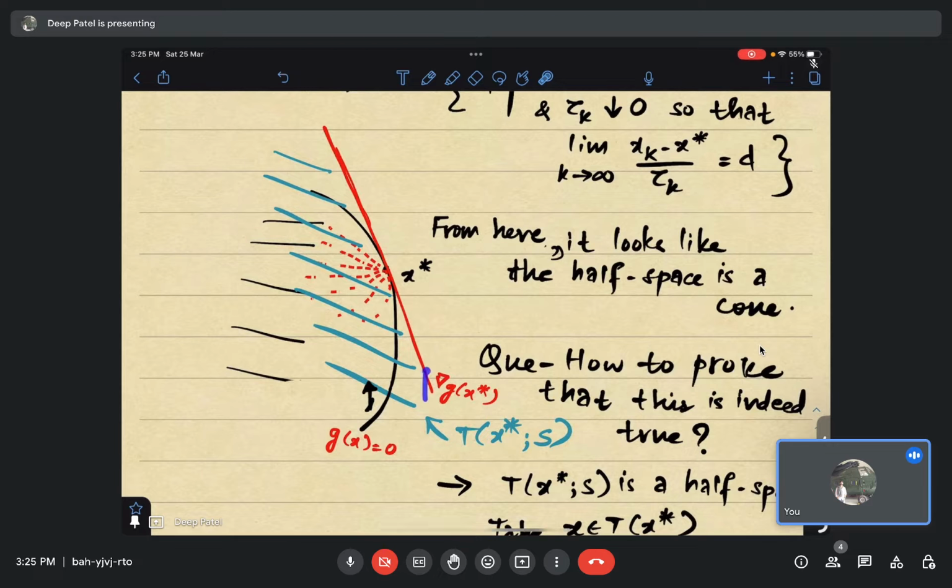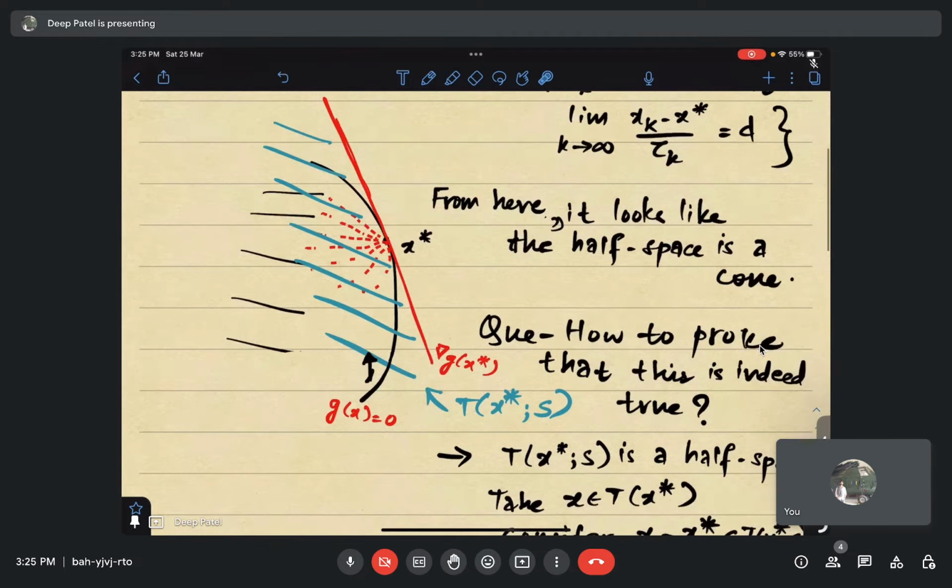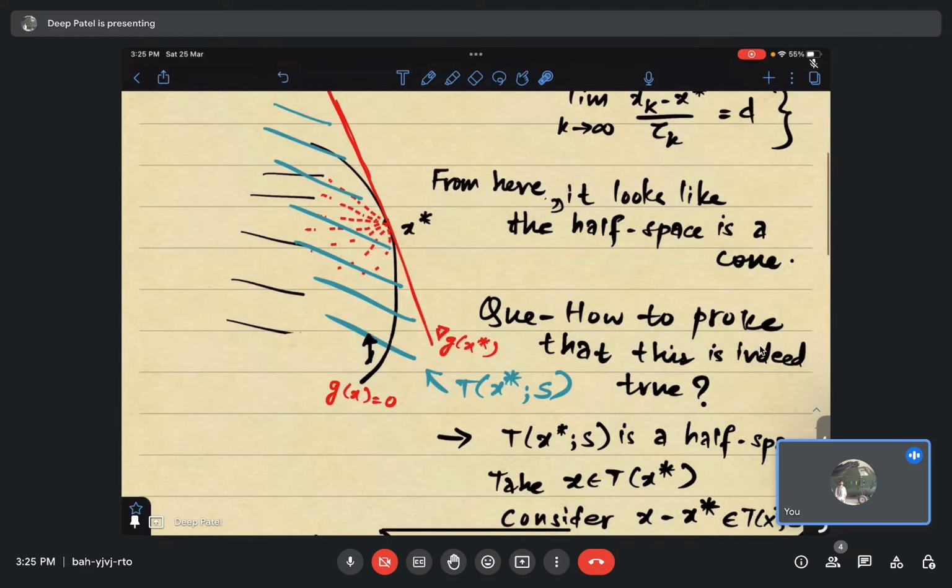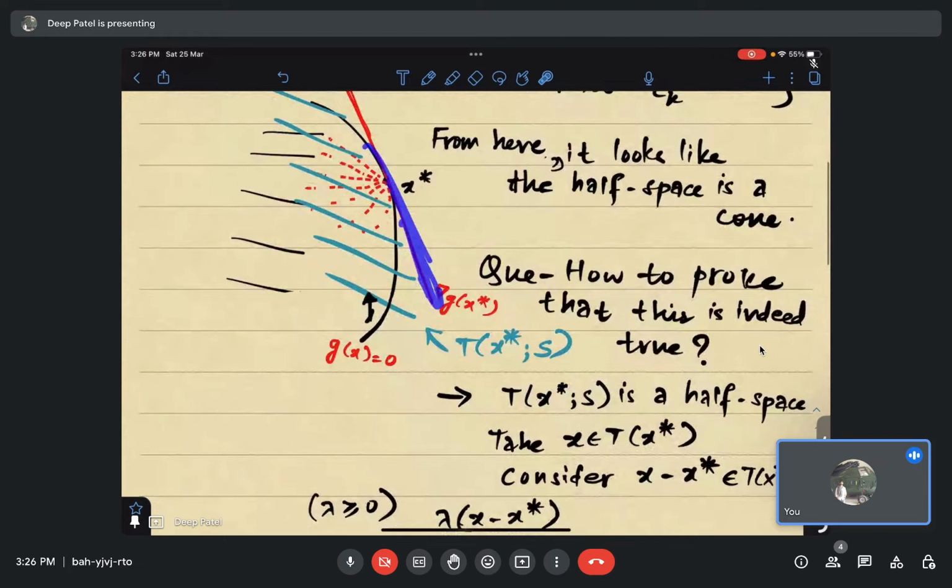So this is the gradient. The normal will be here, right? So the normal has to be orthogonal to this. So we have to consider any point inside that half space. So if this is the direction along which the tangent is, how can we express this?